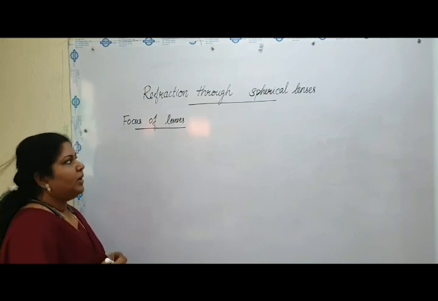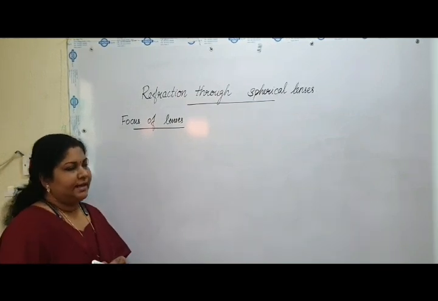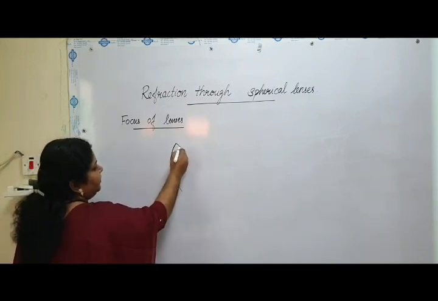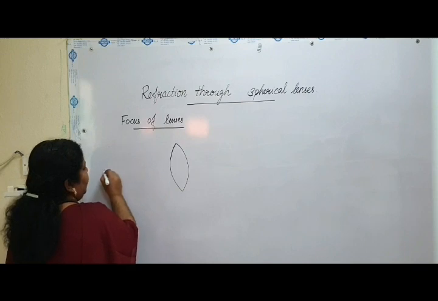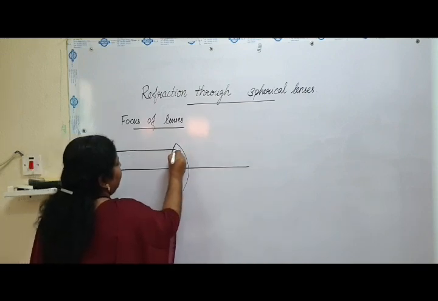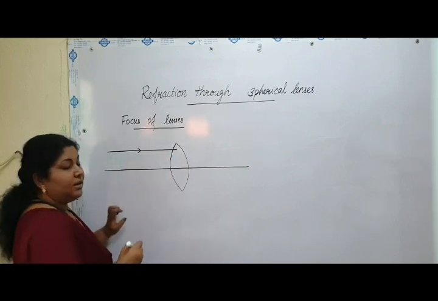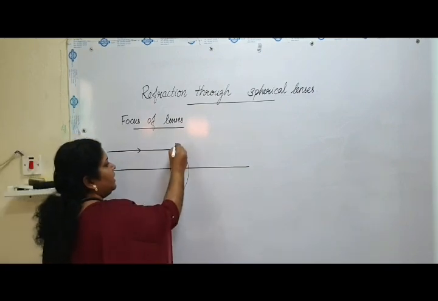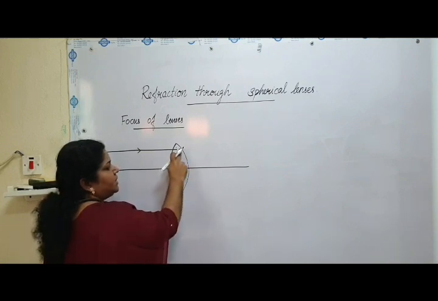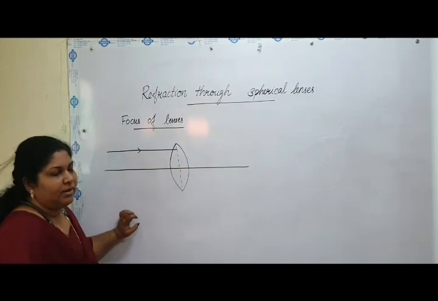So here now we are going to define the focus of lenses. So here I am going to take a convex lens, and this is the principal axis. I am going to take some rays which are coming parallel to the principal axis. Normally refraction will happen at this surface and also at this surface, because here it is passing from air to glass, here it is passing from glass to air. So both these sides there should be bending.